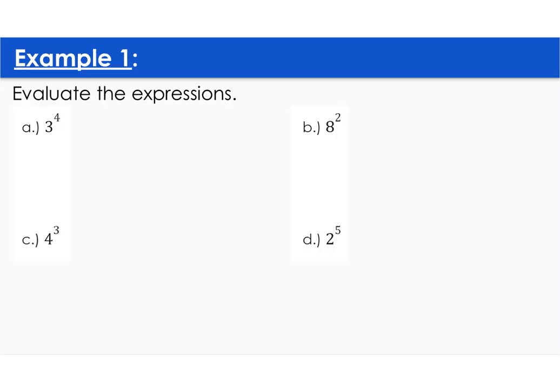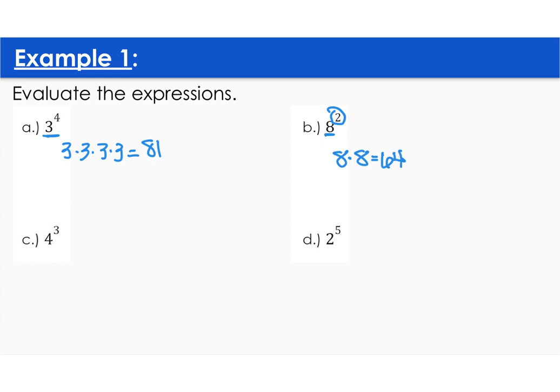Evaluate the expressions. So we have 3 to the 4th power, and that means we're going to take the base and multiply it by itself 4 times. So 3 times 3 times 3 times 3, which equals 81. 8 to the 2nd power. So the base is 8. That means we're going to take the 8 and multiply it by itself 2 times. So 8 times 8 is 64.